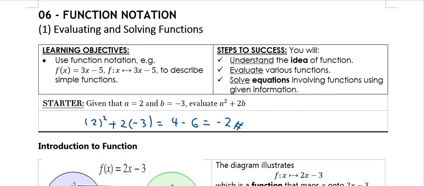Hi and welcome to another video for Maths D Year 9. So today we're going to do another chapter for Maths D which is called function notation. So the first topic that you're going to do is evaluating and solving functions.